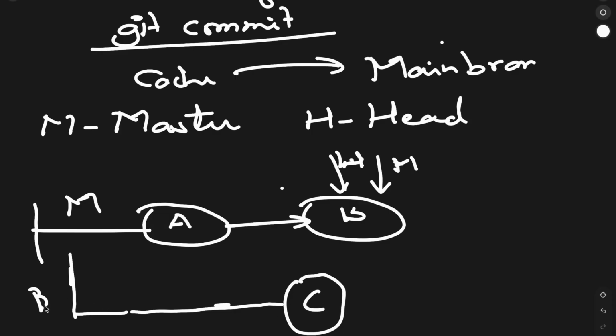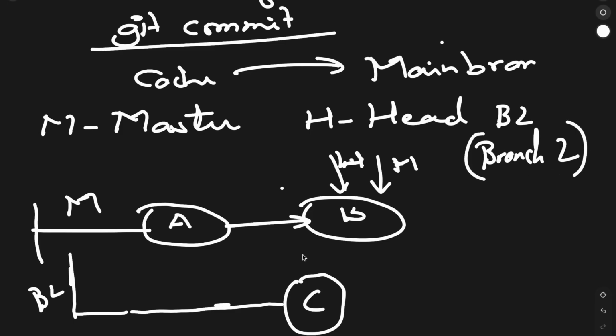Now let's visualize this in the graph. So there is a new commit. Let's assume it is C and it is from branch 2, and now head is pointing to the commit C. Head is the pointer that shows which is the active commit that you are using.